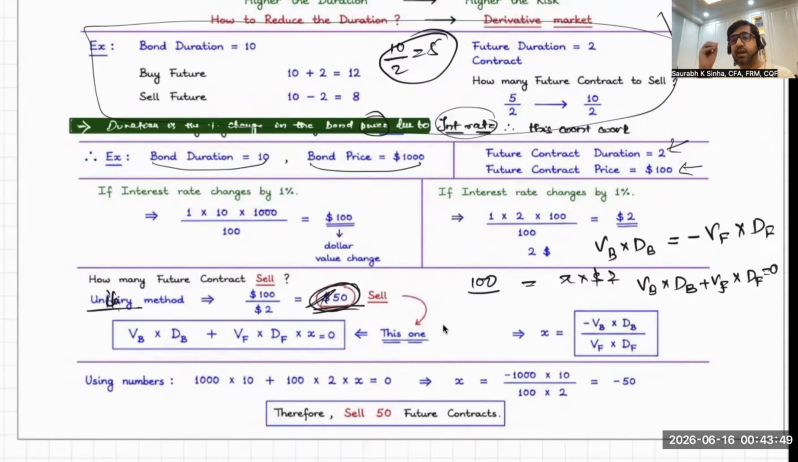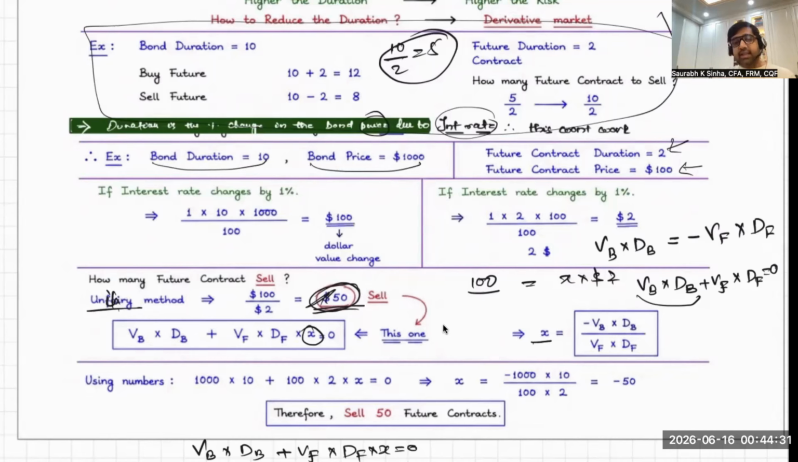The problem in the FRM and CFA curriculum is that they don't talk about this simple formula; they will call it DV01 or BV01, whatever they call it. They're simply saying that if you're trying to hedge, then you have to apply this formula: the value of the bond into duration of the bond plus the value of the future contract into duration of the future contract into X equal to zero. And you're trying to find that X, right?